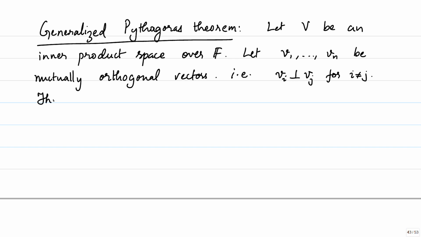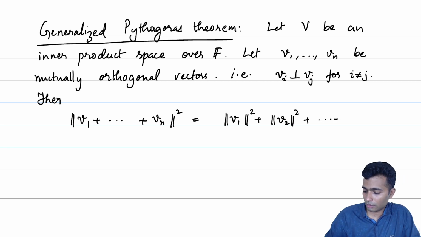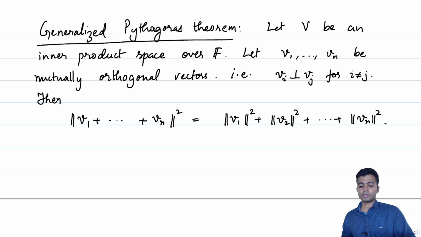So then, what does the generalized Pythagoras theorem tell us? It tells us that if you look at the sum of these vectors, and look at the square of its length, this is equal to the length of V1 square plus length of V2 square plus up to length of Vn square. So this is the generalized Pythagoras theorem.